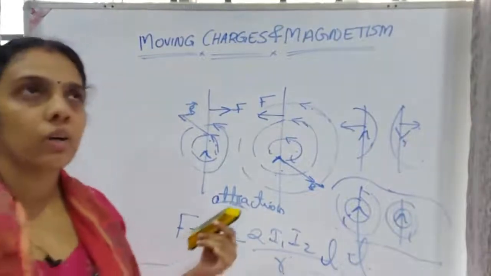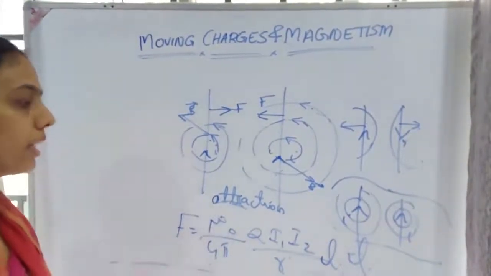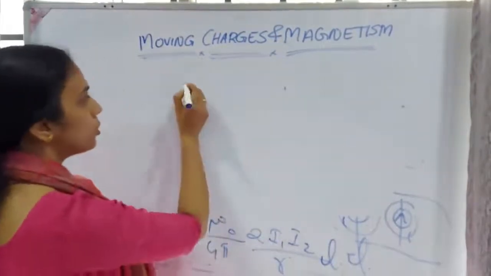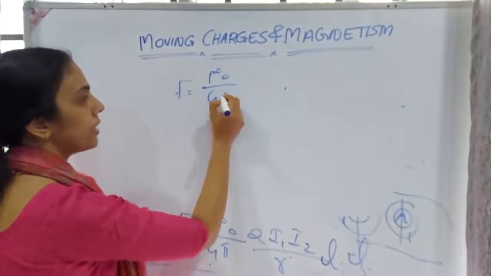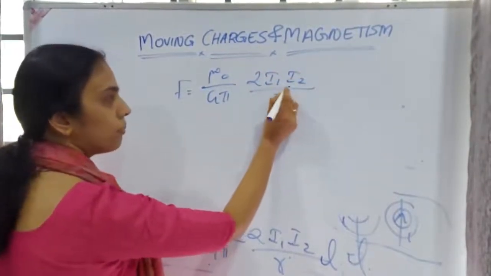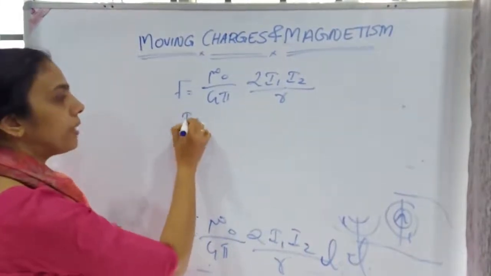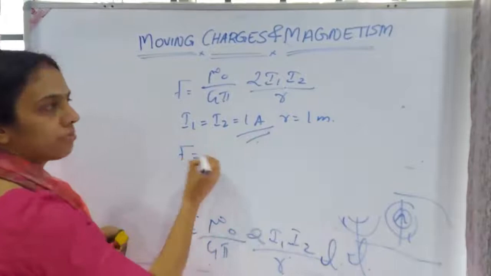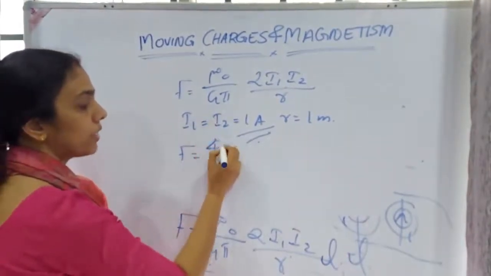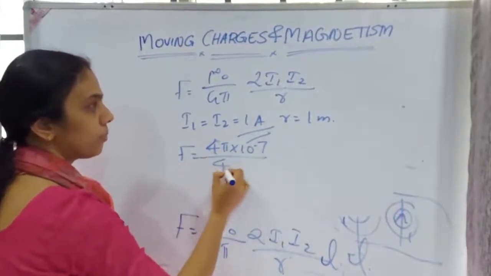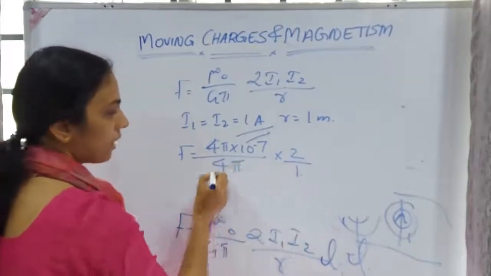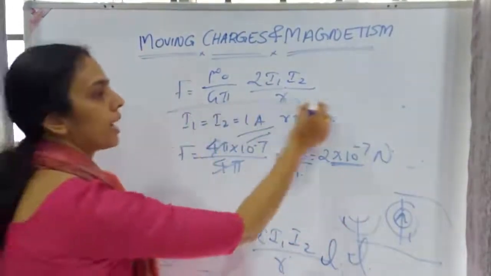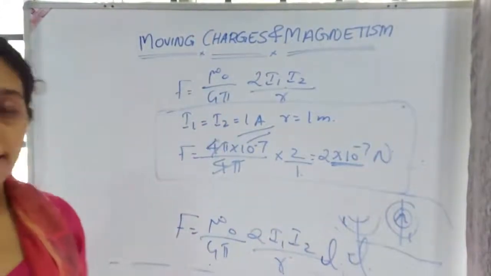Using that, we can give a definition for the ampere. How can we give a definition using this? F is equal to mu 0 by 4 pi into 2 I1 I2 divided by R, force per unit length if I am considering. Then if I1 and I2 equal 1 ampere, and R is equal to 1 meter, then what will be F? Mu 0 is 4 pi into 10 to the power minus 7, divided by 4 pi, into 2, divided by 1. So what will be the force acting on it? 2 into 10 to the power minus 7 Newton. If you write this as a statement, that will be the definition for current 1 ampere.